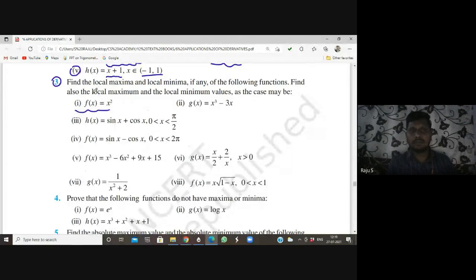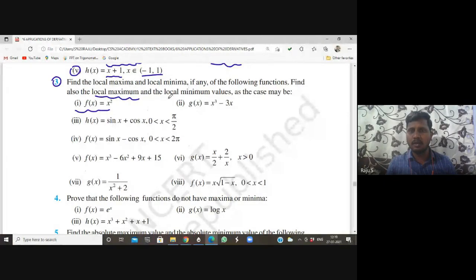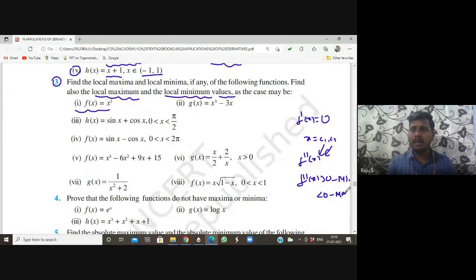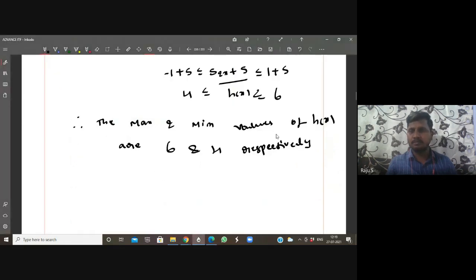Shall we do this question? Local maxima and local minima values. To find local maxima and local minima, for all these questions, we can go through the procedure. First, find f dash of x and equate to 0, we are going to get critical values like C1, C2. Then you can find f double dash of x and substitute these C1, C2 values. If f double dash of x is greater than 0, it means minimum. Lesser than 0 means maximum. Okay, coming to first subdivision.